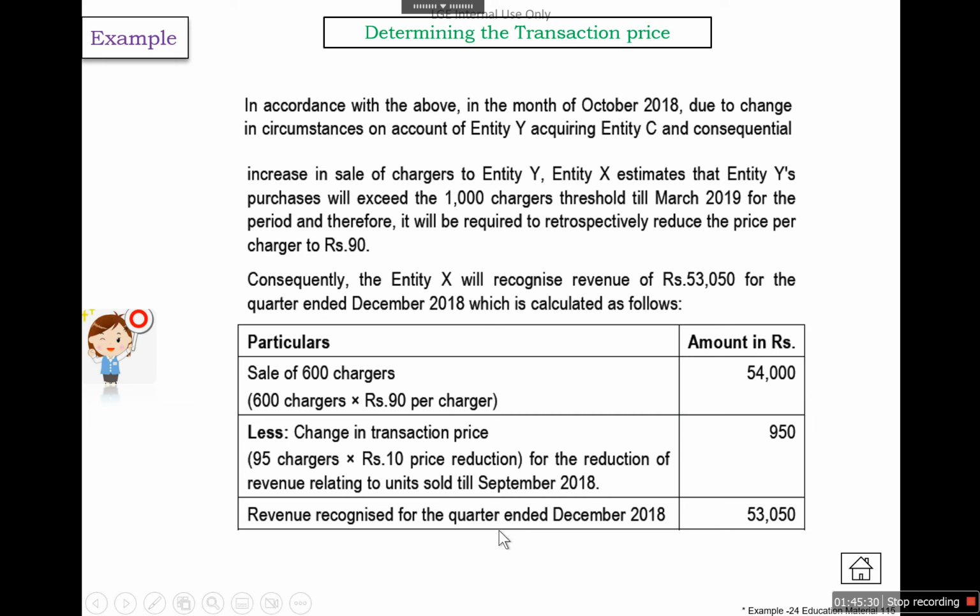So, revenue recognized for the quarter end will be for the new charger at 90 and an adjustment of rupees 10 for the earlier charger we have sold. So it will reduce 950 from 54,000 and it will recognize a revenue of 53,050.